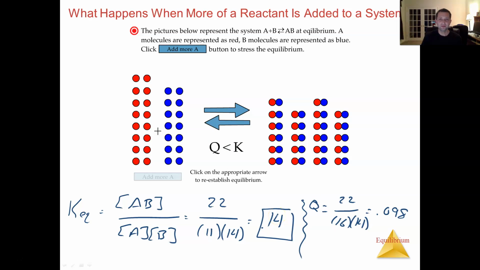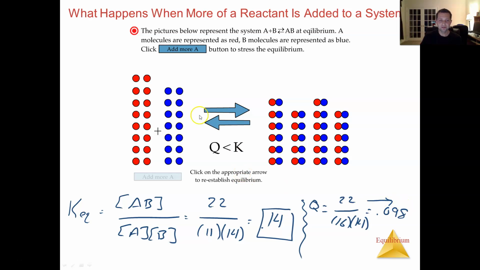What does that mean if you go back to your reaction quotient lesson? Well, if Q is less than K, we need to make this ratio bigger again. Okay, how do we make it bigger again? I have to increase my product and decrease my reactant. So equilibrium is going to have to shift to the right, to undo that stress.